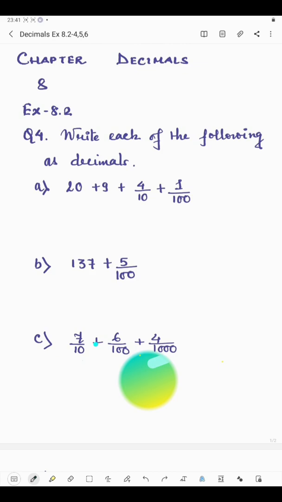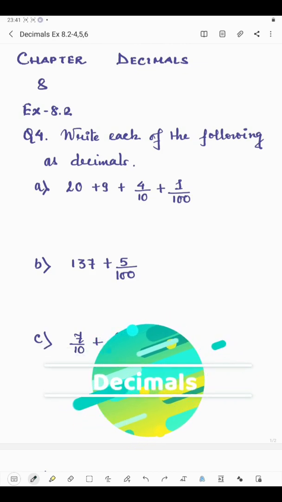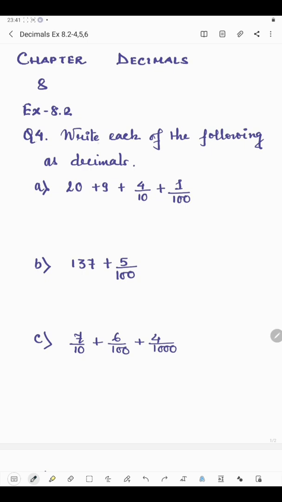Hello students, now I am going to start question number 4 of exercise 8.2. Question number 4 says, write each of the following as decimal. Here the numbers are given in expanded form. Here a whole number is given and here a fractional number is given. So we will have to write this number as a decimal.